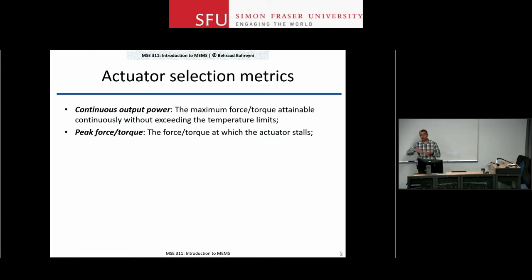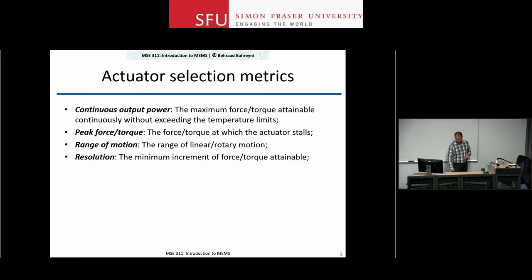If you are doing something over a very short amount of time, yes, you may produce a lot of heat, but then you're not doing anything, and that heat has time to dissipate. So the peak force or torque can be much, much higher than the continuous amount of force or power that you can get. Range of motion is similar to dynamic range for your sensor. How much is the linear or rotary motion that I can get out of this actuator? Resolution is the minimum amount of displacement or output that I can get at the output of this actuator.